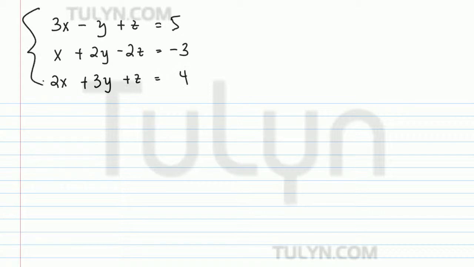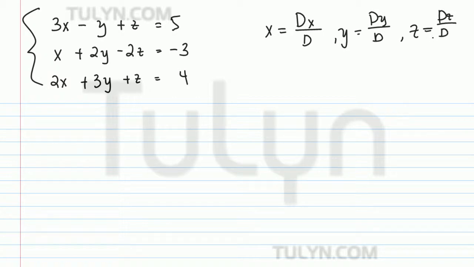Now recall, the solutions for Cramer's rule are given by x is dx over d, y is dy over d, and then z is dz over d. Right? That's right. So, first thing we should do is find all of these determinants. So let's start with d.